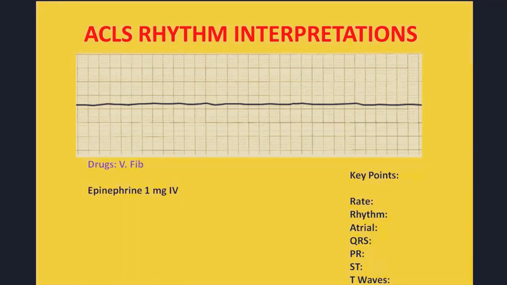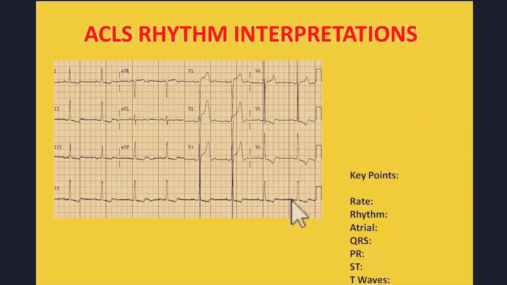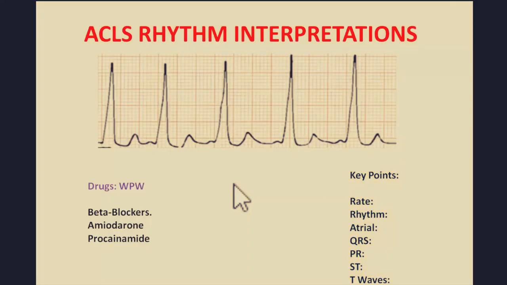Here's another example of a flat line. We can treat with epinephrine. If there's no response, I would say maybe we have reached the end of an unsuccessful cardiopulmonary resuscitation. Now, this is an example of a left ventricular hypertrophy with the strain, which we already saw previously. So let's move on to the next one.